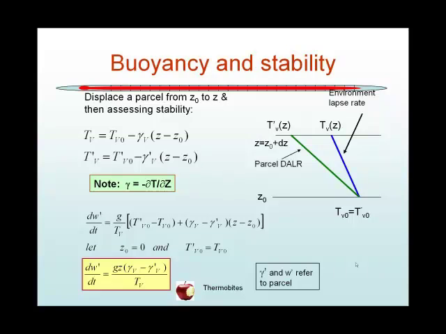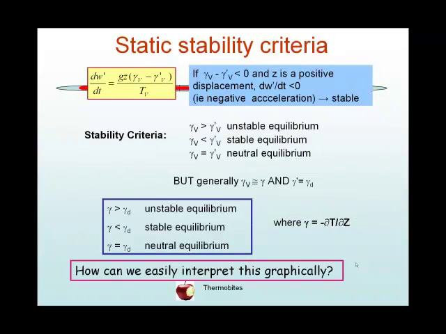So let's simplify that equation. Firstly, we'll let z0 equal 0. And secondly, the parcel of air starts in thermal equilibrium with its environment. So its virtual temperature before the perturbation is equal to that of the environment. And so we end up with a new buoyancy equation. dw dashed/dt is equal to gz on Tv multiplied by gamma v minus gamma v dashed, which is the lapse rate of virtual temperature of the parcel of air. So that's our equation rewritten.